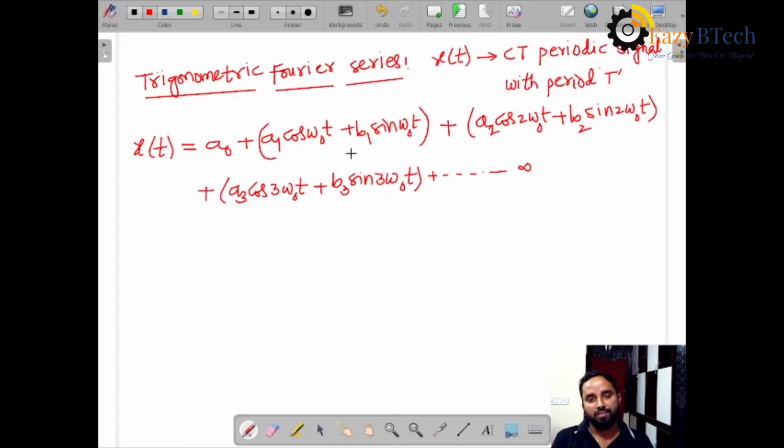Here we have sinusoids, sine and cos functions, and they are harmonically related. How they are harmonically related: here we have frequency omega naught, and this frequency omega naught is called the fundamental frequency.